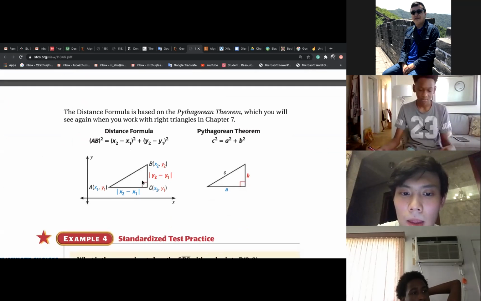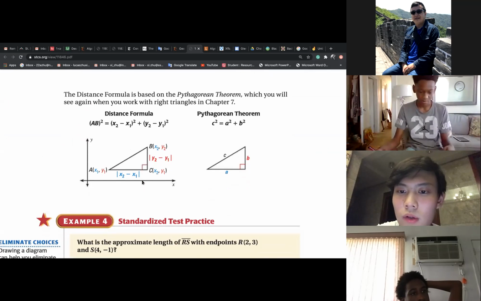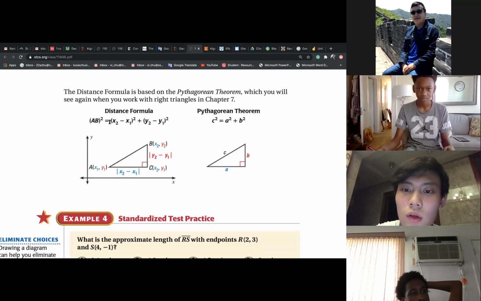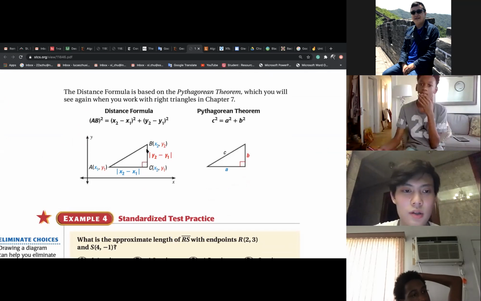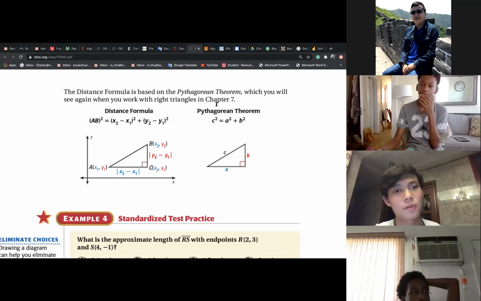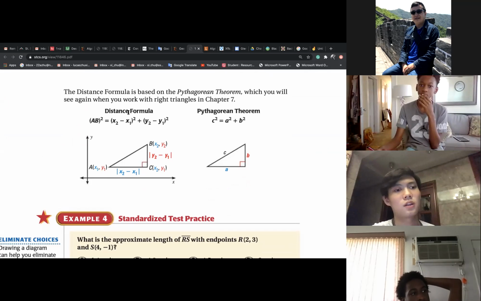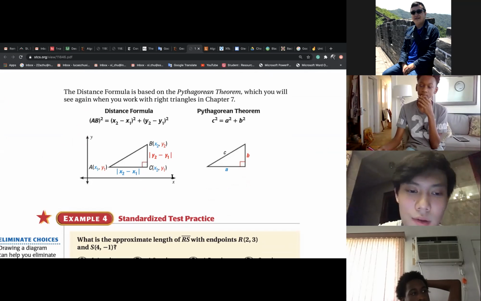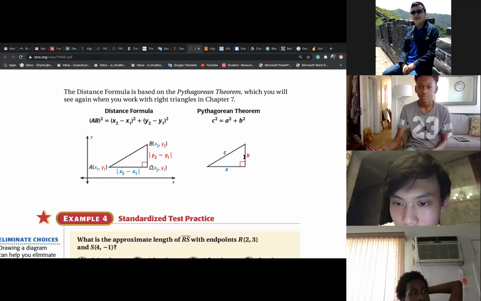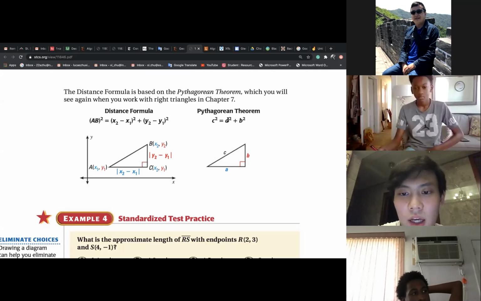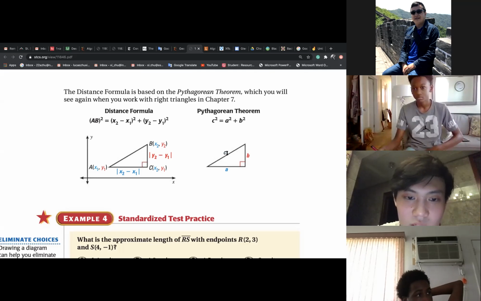So this is quite simple. It's like the Pythagorean theorem. They get the distance formula from the Pythagorean theorem. So it's basically the distance for B, which is here, and the distance for A, and then you know that A squared plus B squared equals C squared, right? So you get C for that.